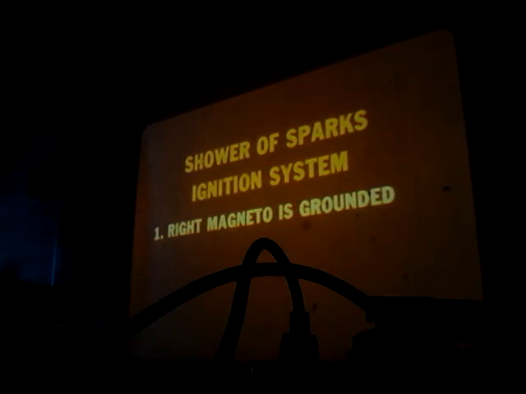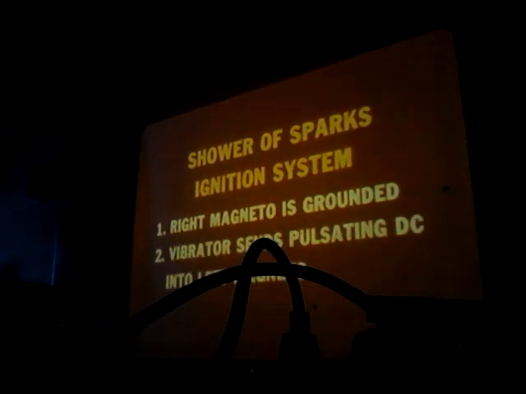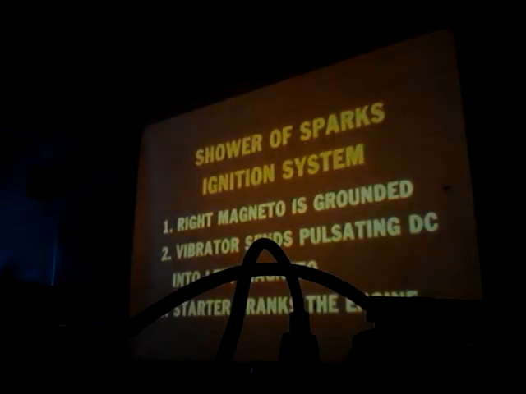When this ignition switch is placed in the start position, three important things happen. First, the right magneto is grounded, so its early spark will not cause the engine to kick backward. Then, the vibrator is energized, sending pulsating direct current into the left magneto, where it flows to ground through both the normal and the retard breaker points. This energizes the starter, and the engine begins to turn over.